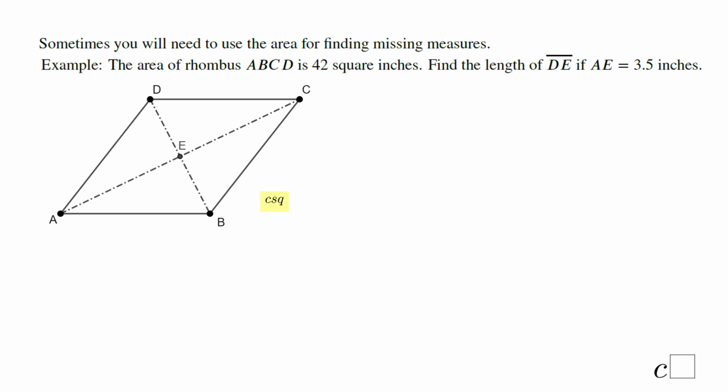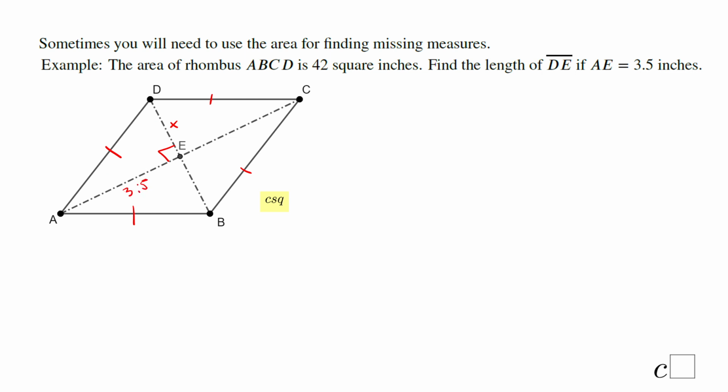The area of a rhombus is 42 square inches. Oh, this one is a rhombus. That's important to know. And what do we know about the rhombus? The diagonals are perpendicular. Find the length of DE. So how much this one is, let me call it X, I guess. If AE is 3.5.